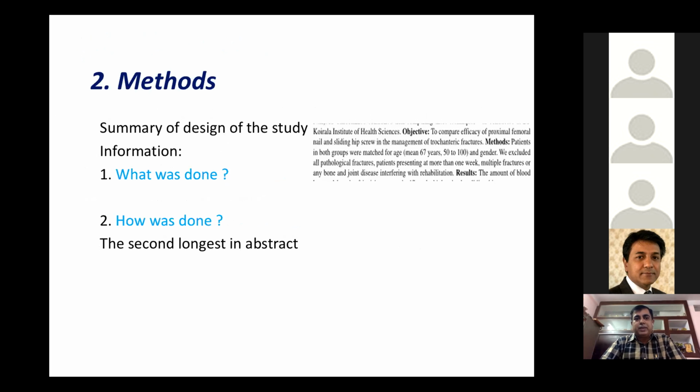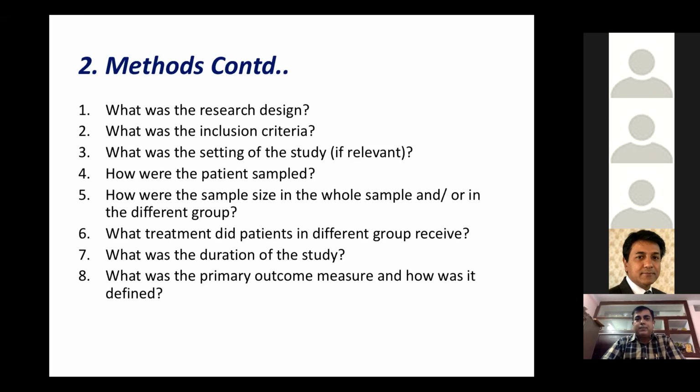Then the next is the methods. Again, it is the summary of the design of the whole study, information about what was done and how it was done. Very important, what you have done, and you have to be very precise. This is the second longest part of the abstract. Basically you have to mention your research design, what your inclusion criteria were, the setting of the study, how the patients were sampled, sample size, and if there are two different groups, which treatment was received by each group, the duration of the study, and the primary outcome measure and how that was defined. That has to be clearly mentioned in your abstract.